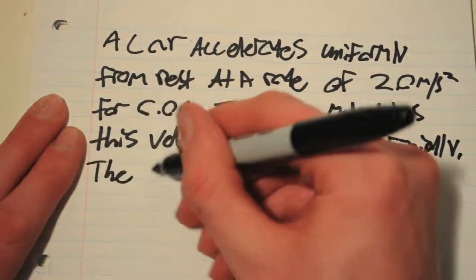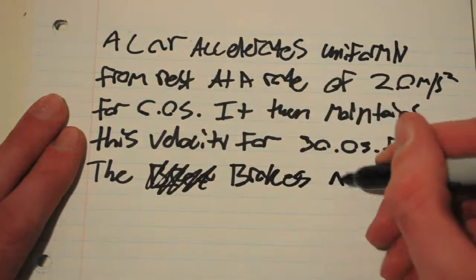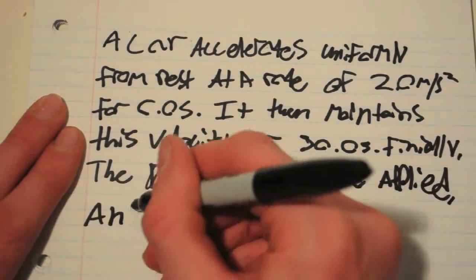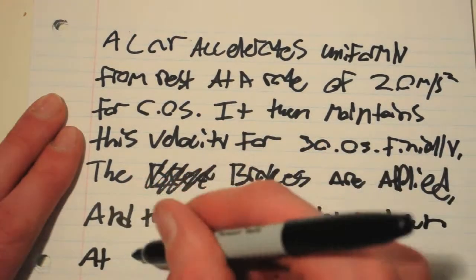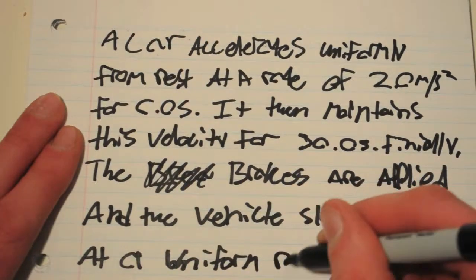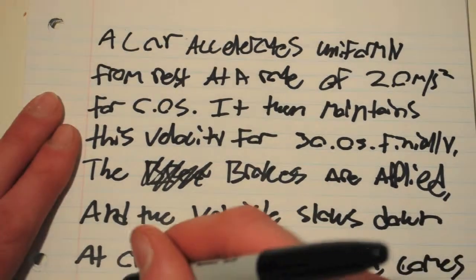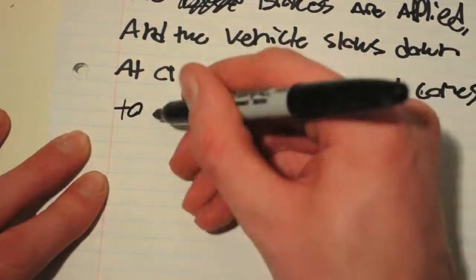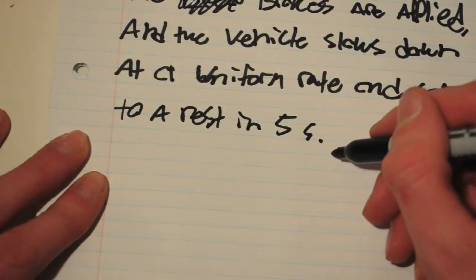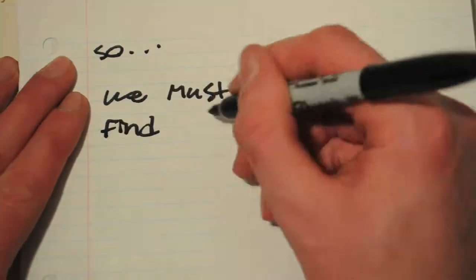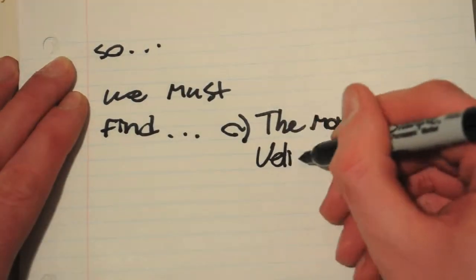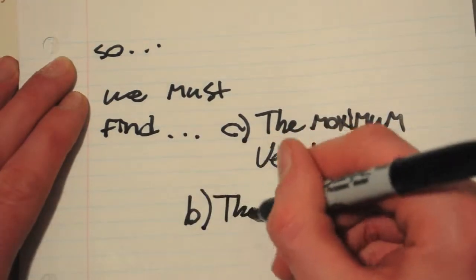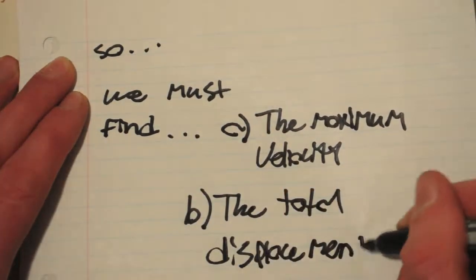So the question asks us to find A, the maximum velocity, and B, the total displacement. This question doesn't really require all that much assuming, but what we first need to do is figure out how fast the car gets up to, then how far it goes to that speed, and then after that, how far it takes it to stop.